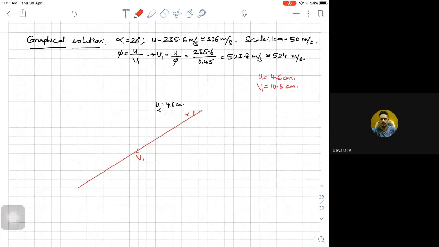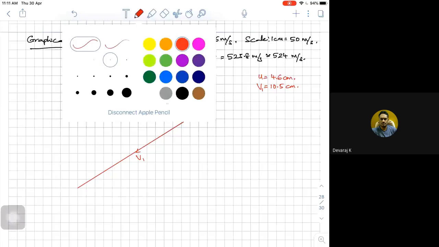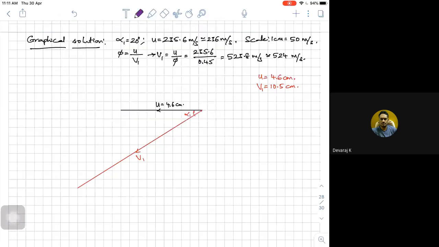Now, what you have to do? Just join this line. Otherwise, what you do is, you have this U. From U, you draw a 20-degree line, like this. Then take 10.5 centimeters and cut it. So both ways you'll end up with the same figure.